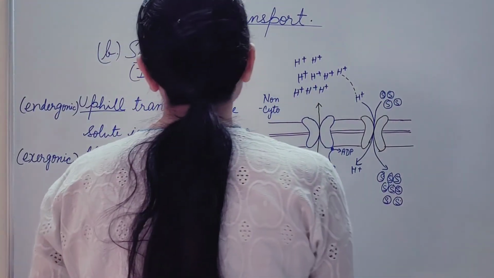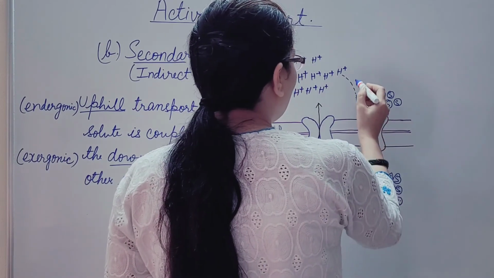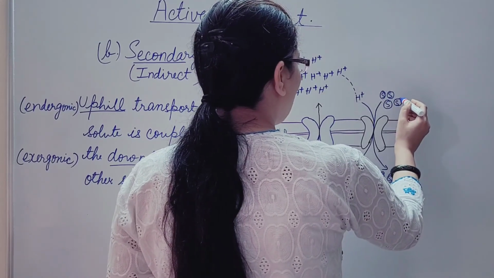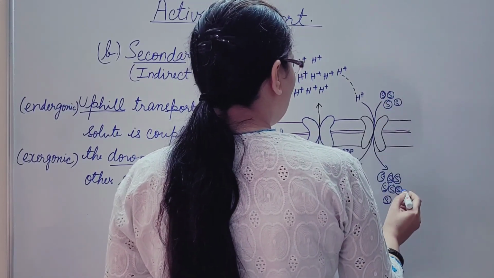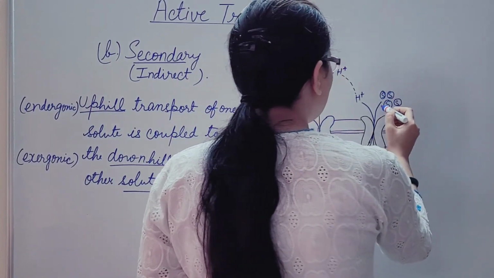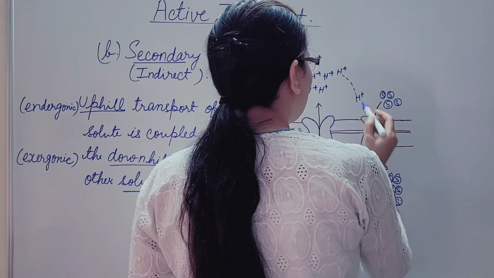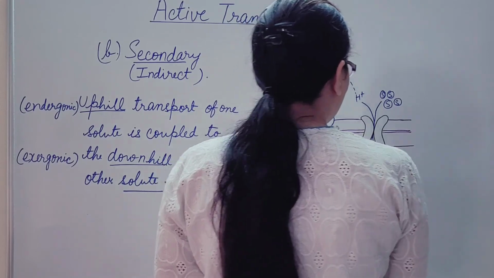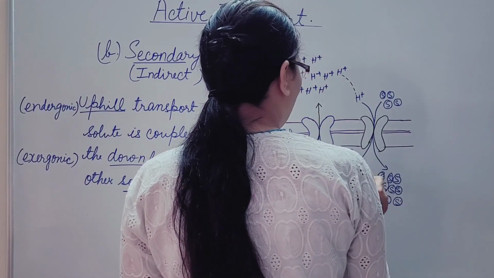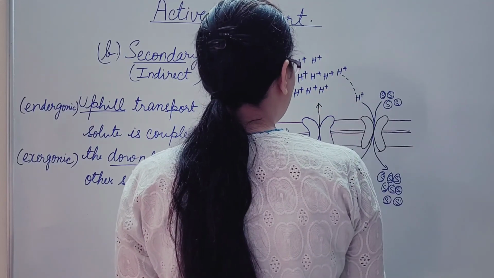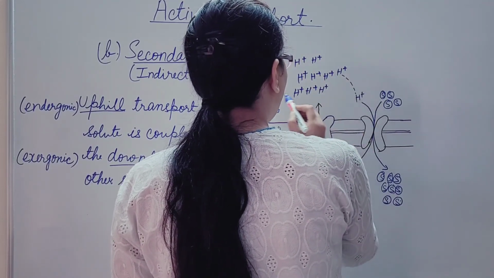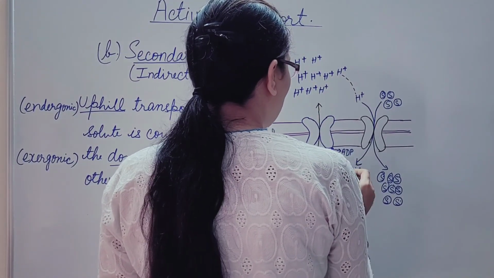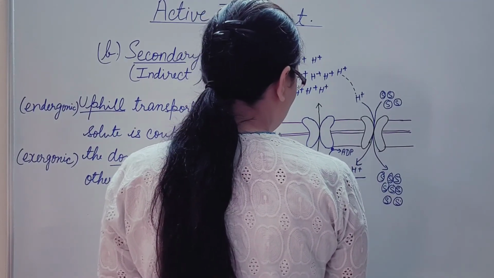We can understand the secondary active transport by this figure. Here, the concentration of H plus is more in the non-cytosolic region compared to the cytosolic region, and the concentration of this solute S is less in the non-cytosolic region and more in the cytosolic region. So this solute S is moving uphill, that is against the concentration gradient, and its movement is coupled with the movement of H plus downhill. Then this H plus is actively pumped from the cytosolic region to the non-cytosolic region to maintain high concentration of H plus in the non-cytosolic region. And the pumping is active, so hydrolysis of ATP takes place.